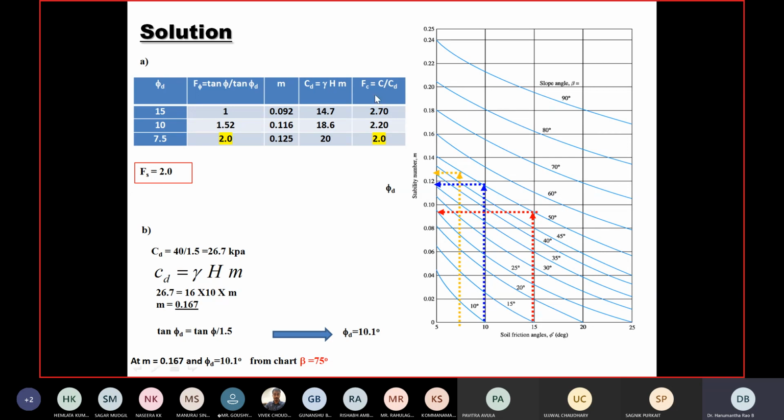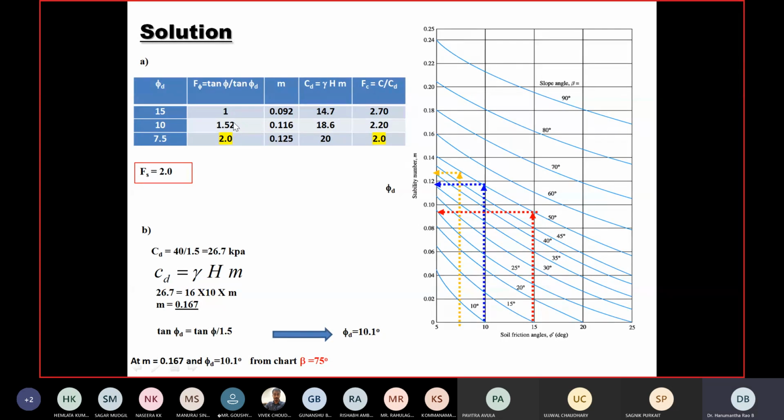Gamma is known, H is known, m is known. Calculate c d. Once c d is known, the c value is already given. Calculate the factor of safety as a function of the cohesion, which is c by c d. c d is calculated as 18.6. So c divided by c d gives a factor of safety of 2.2. Again, let us have a comparison. Factor of safety with respect to friction is calculated as 1.52, and factor of safety with respect to cohesion is calculated as 2.2.